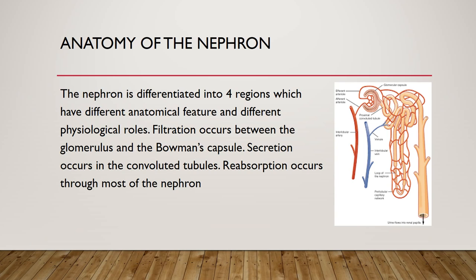The nephron is differentiated into 4 regions, which are the Bowman's capsule, the proximal convoluted tubule, the loop of Henle, and the distal convoluted tubule. These have different anatomical features and different physiological roles. Filtration occurs between the glomerulus and the Bowman's capsule. Secretion occurs in the convoluted tubules. Reabsorption occurs through most of the nephron.